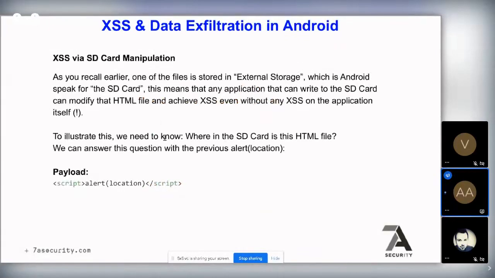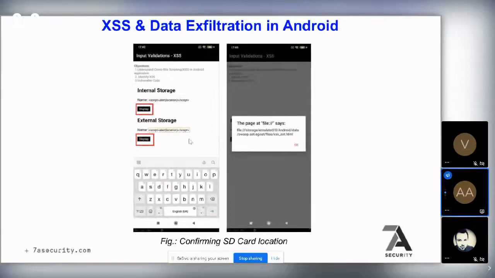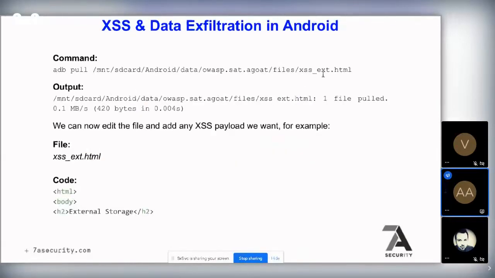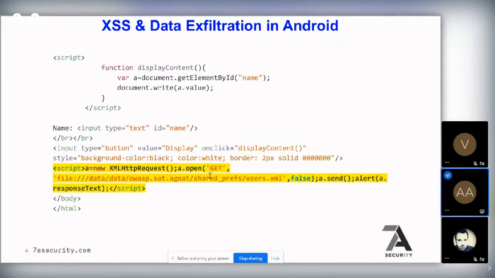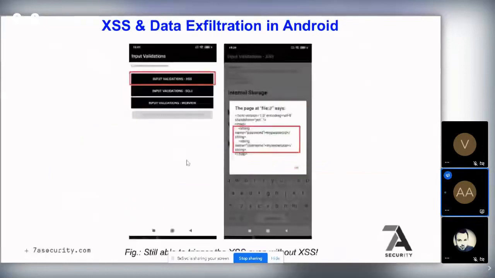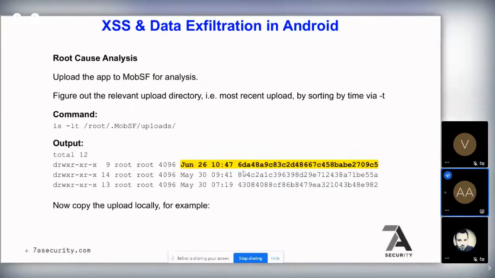And then with the SD card manipulation, we can do an ADB pull, so we can find where the file is on the SD card, and then we can do an ADB pull of this HTML file, modify the file locally on our computer, and then we do ADB push of the HTML file into the phone, and then we can add here the payload, like to read the file, and then we will be alerted as soon as the exercise is open, right? So then when you click on input validations, you will get this alert immediately, right?